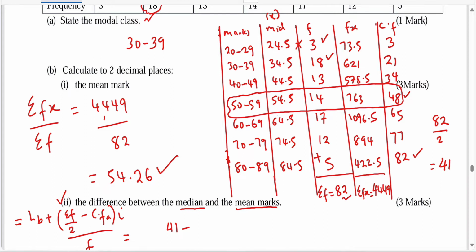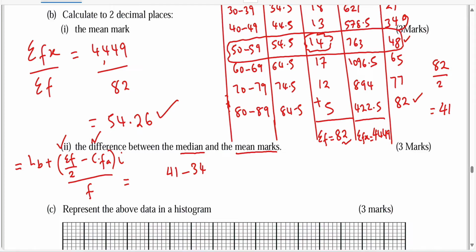So this 41 is in the 48 row. The cumulative frequency above it is 34. Therefore 41 minus 34, divided by the frequency. The frequency is this one, don't start looking at the cumulative frequency. So divide by 14, times your class interval.